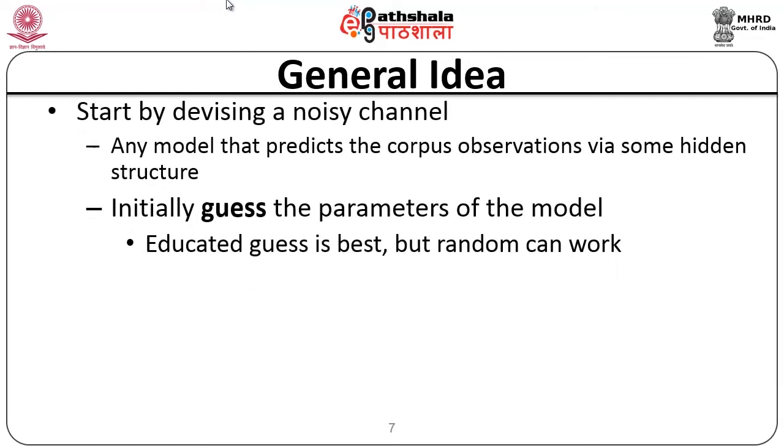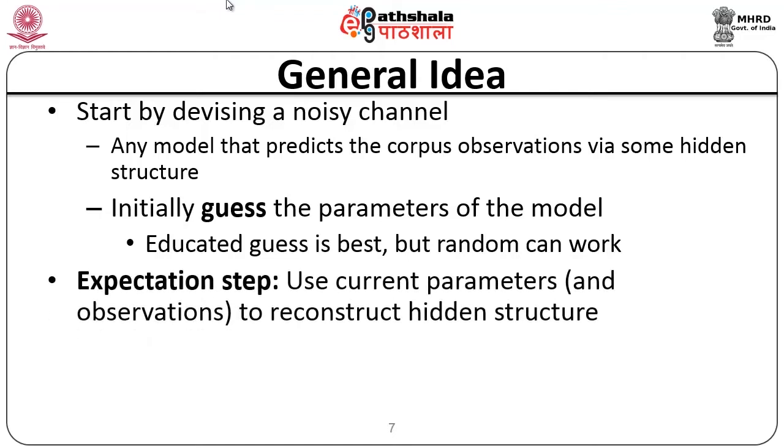So, the general idea is to start by devising a noisy channel, that is, any model that predicts the corpus observation via some hidden structure. Then you initially guess the parameters of the model. Usually it can even be random. If you take it as random, the time taken for the algorithm to converge will be longer. So, normally you make an educated guess, but random also can work. There is no rule that it will not work.